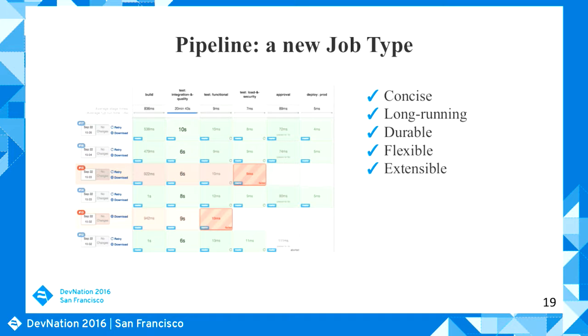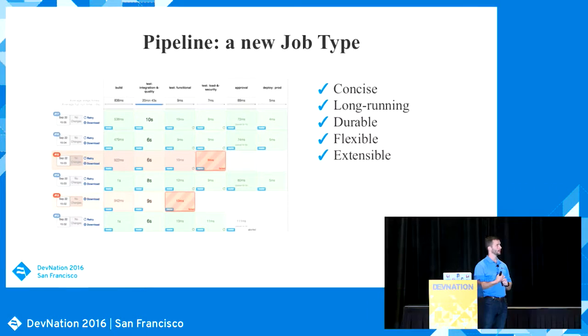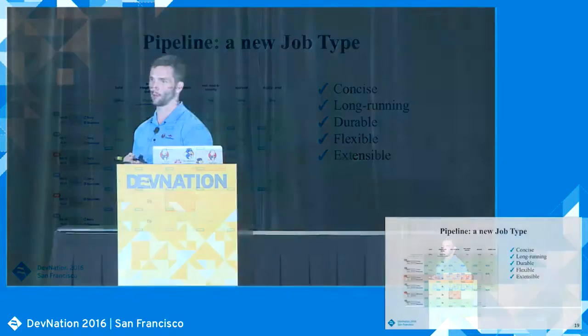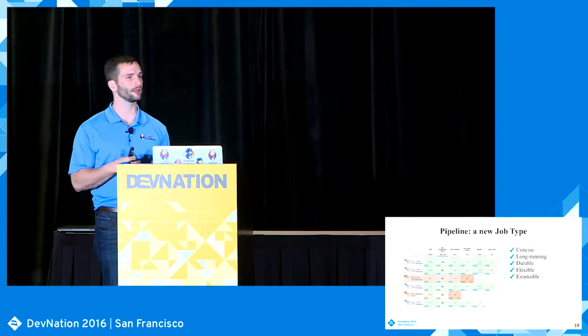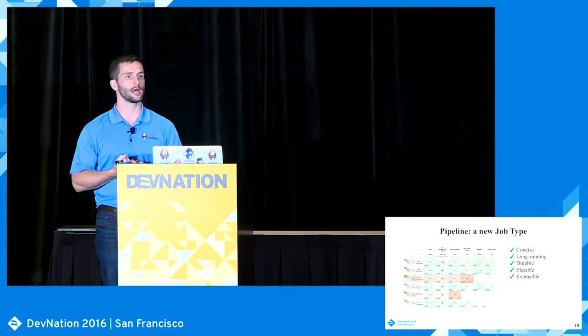What's nice about pipelines is they're concise, and I'm going to show you an example or two in just a minute. And I'm going to leave some behind with you, by the way. They're all out on GitHub, so you can check them out. They're intentionally long-running. What I mean by that is a pipeline can be paused waiting for input for days, for weeks if you wanted to.